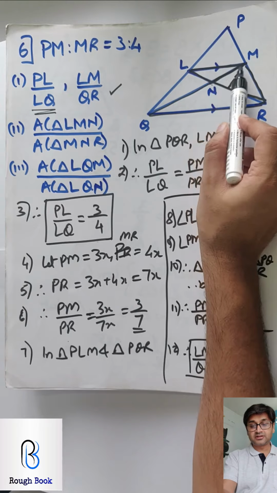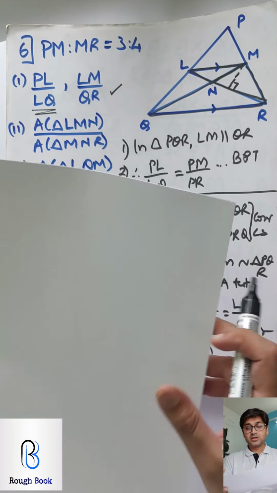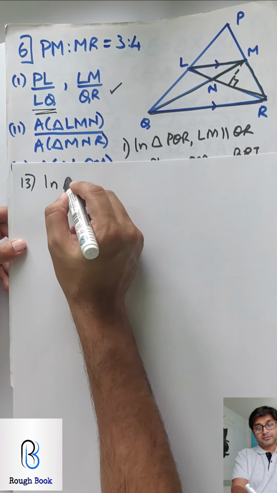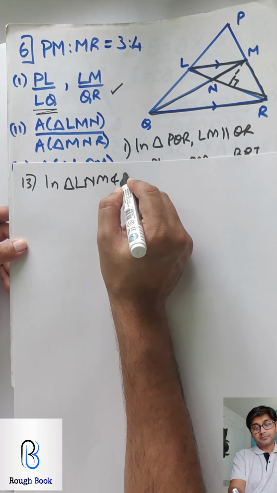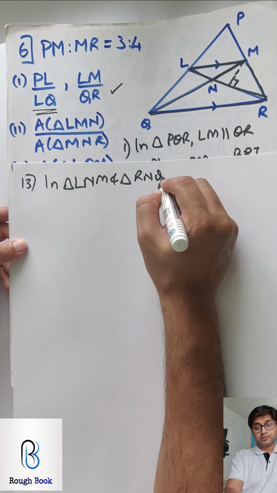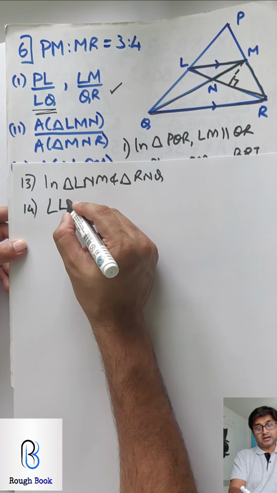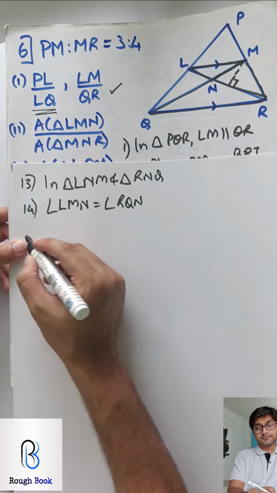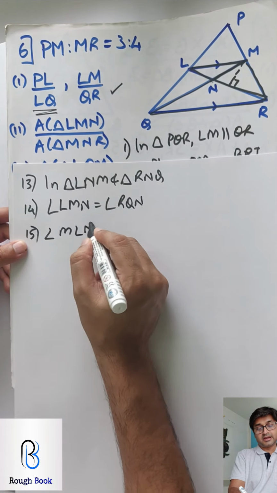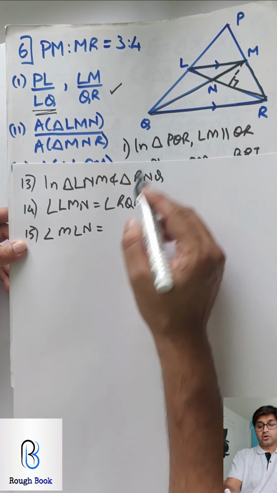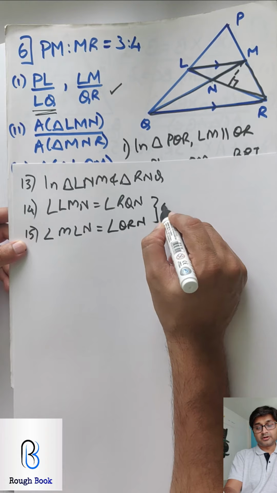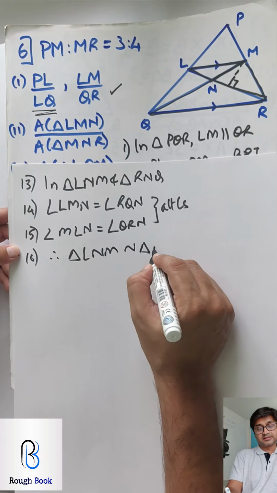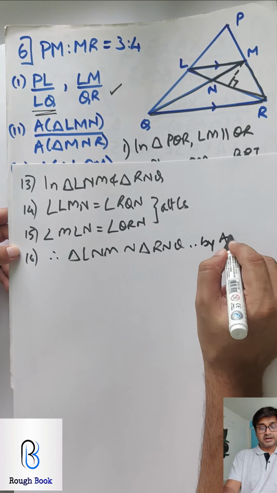Okay. So first thing, we'll take this triangle and prove them similar. So your step number 13. Let's prove them similar. Come on, 4 steps. So in triangle LNM and triangle RNQ, we will say angle LMN equals angle RQN. Then we'll say angle MLN equals angle QRN. Correct one-to-one correspondence, both are alternate angles. I can even use vertically opposite, no problem. So therefore this triangle is similar to this triangle by AA test.